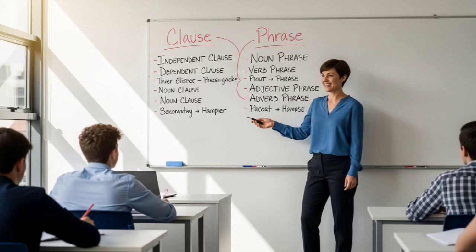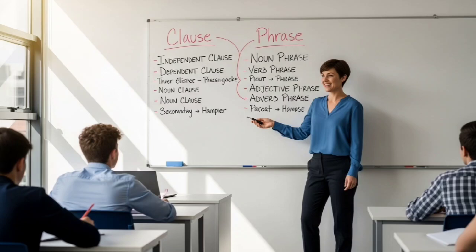Dependent clause or subordinate clause. A dependent clause cannot stand alone. It depends on another clause to make sense. For example: because I was tired, when she arrived, if it rains. These are not complete sentences. They need an independent clause. For example: I slept early because I was tired. We stayed inside when it rained. Now the meaning is complete.